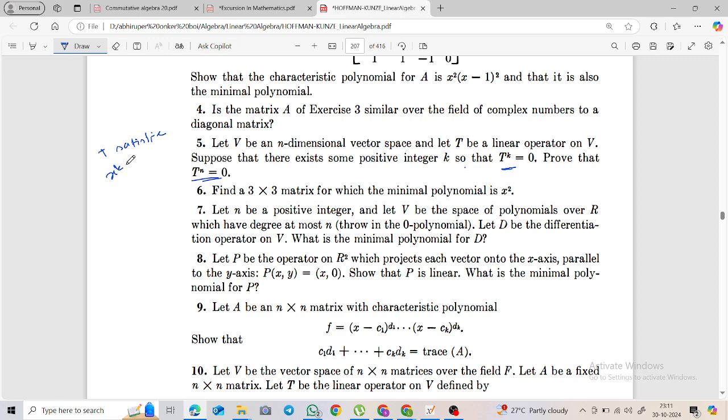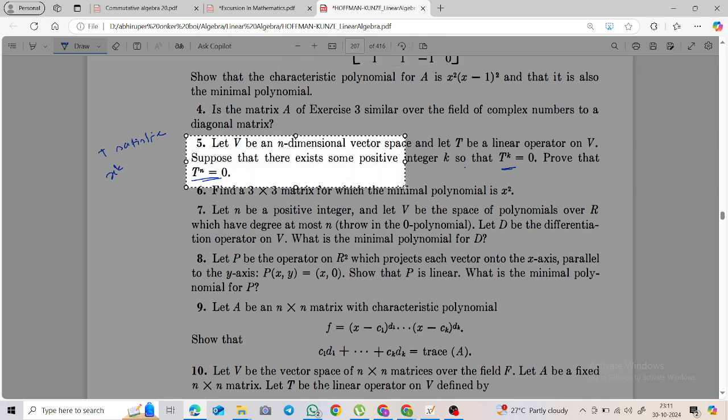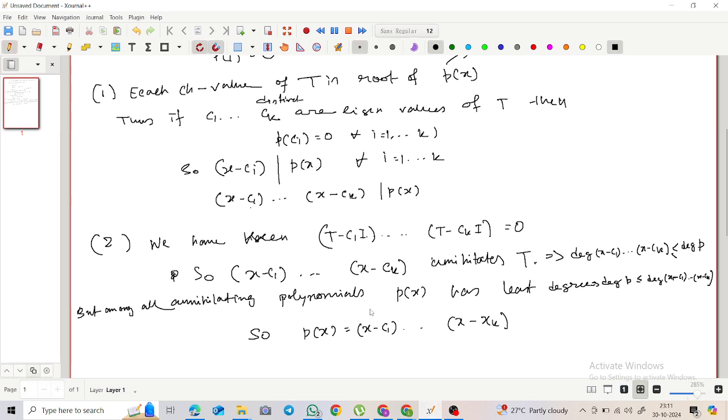But how do we prove it? How do we prove it? Rahul, how do we prove it?